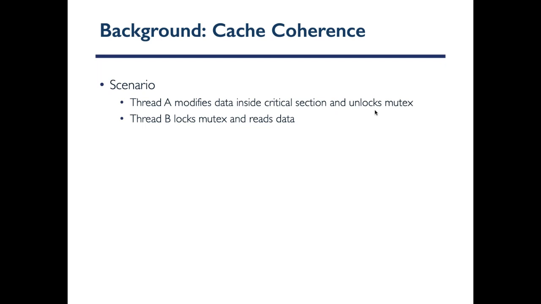Okay, here is a scenario to consider. Let's say we have two threads, thread A and thread B, and they're working on a critical section shared by both of them. Let's assume that thread A modifies data inside the critical section. So it locks the mutex, changes the data, and then unlocks the mutex. Then thread B comes in, locks the mutex, and reads the data. So this is the scenario. Now let's see what happens.